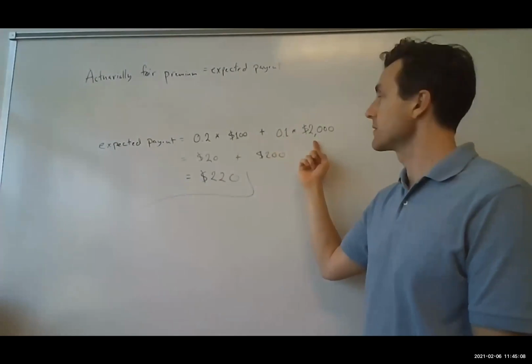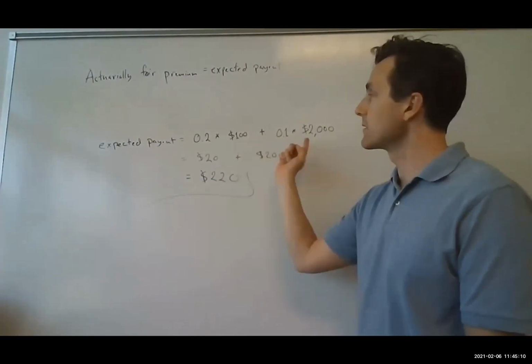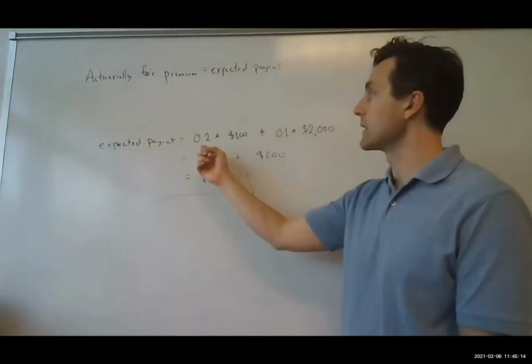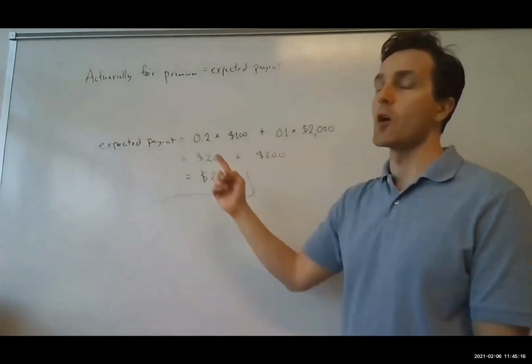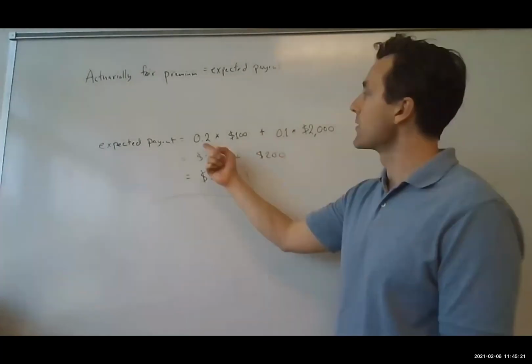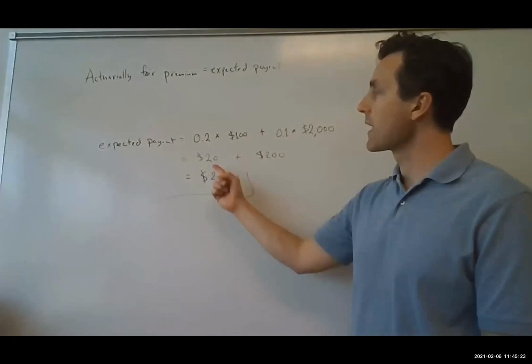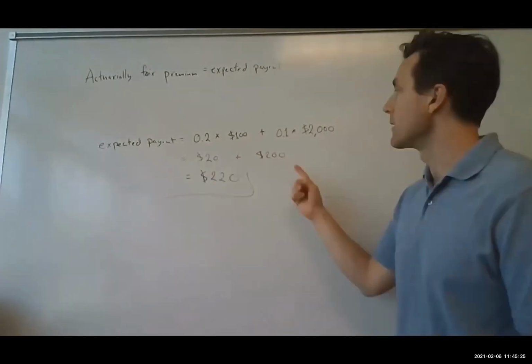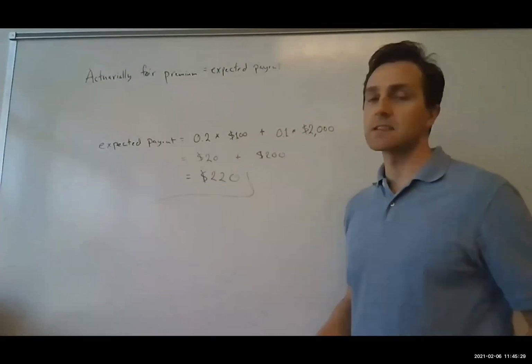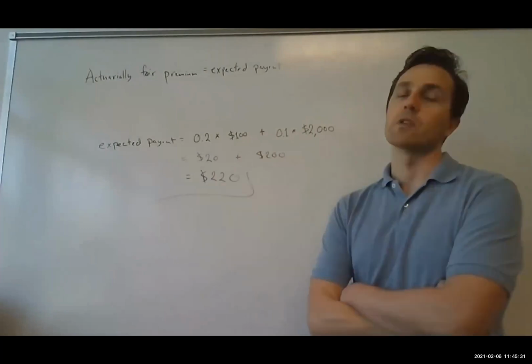So this value that we're calculating here, that's the expected payout, right? So it's basically like a weighted average, where the weights are equal to the probabilities of the different payouts, right? So this first amount, the 0.2 times 100, that of course is 20. And then the 0.1 times the $2,000, that of course is 200. So adding these up, we see that the expected payout is $220, right?